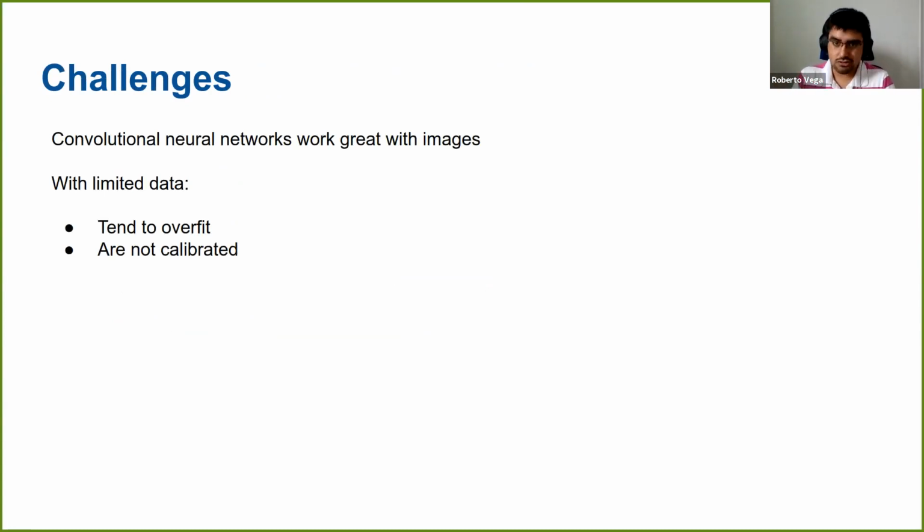So as I mentioned, the main challenges in using convolutional neural networks with images when we have limited data are that, one, they tend to overfit, and two, they are not calibrated. And I know that we tend to say that whenever we have a convolutional neural network with a sigmoid function or a softmax function at the end, the outputs can be interpreted as probabilities. But that is not exactly correct in the sense that they are not calibrated.